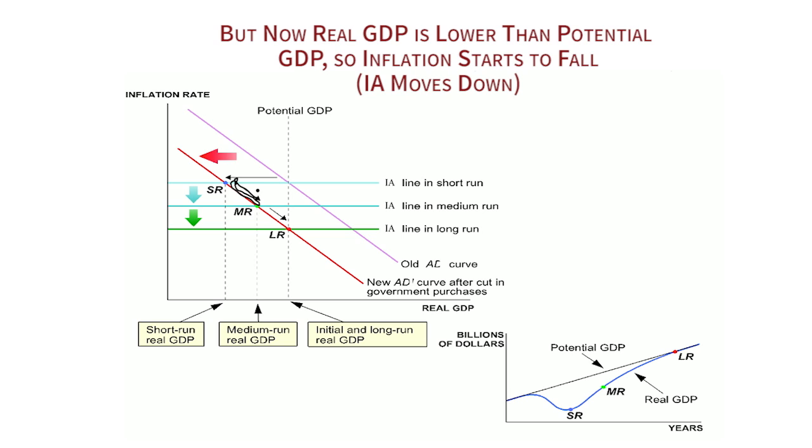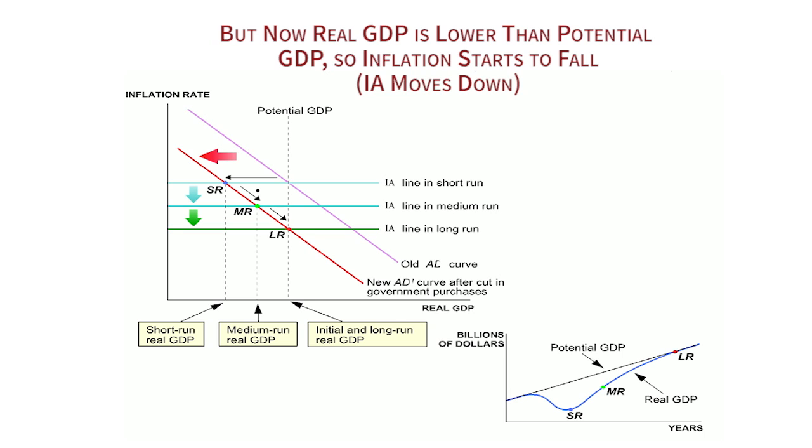And notice it's moving GDP back towards potential GDP. It's moving back in that direction. I labeled this point MR for medium run because we're not quite finished yet, but it's different from the short run. We're not quite there yet because real GDP is still lower than potential GDP. So there's still going to be this downward pressure on inflation, and the inflation adjustment line will continue to fall.